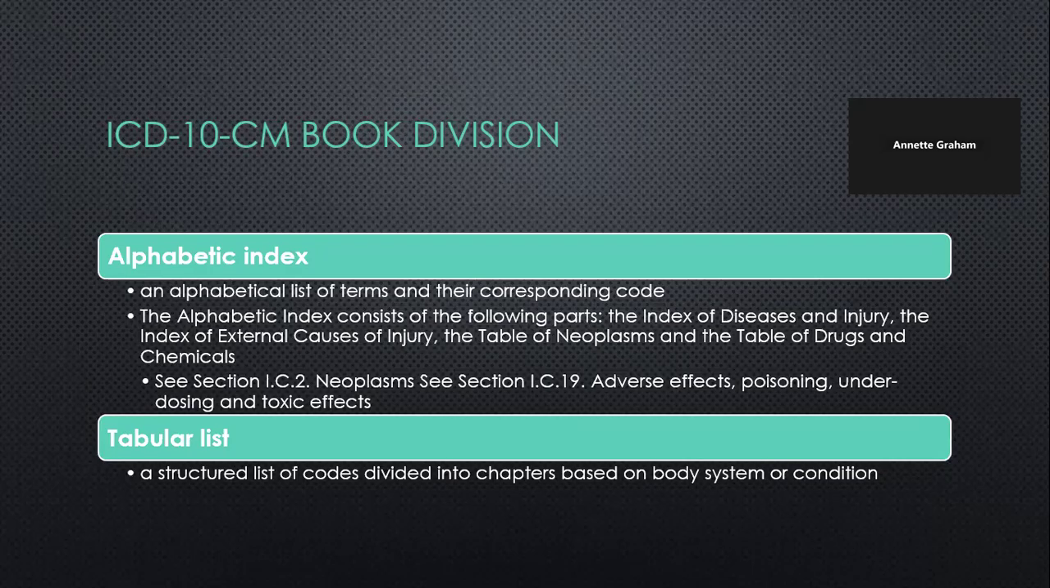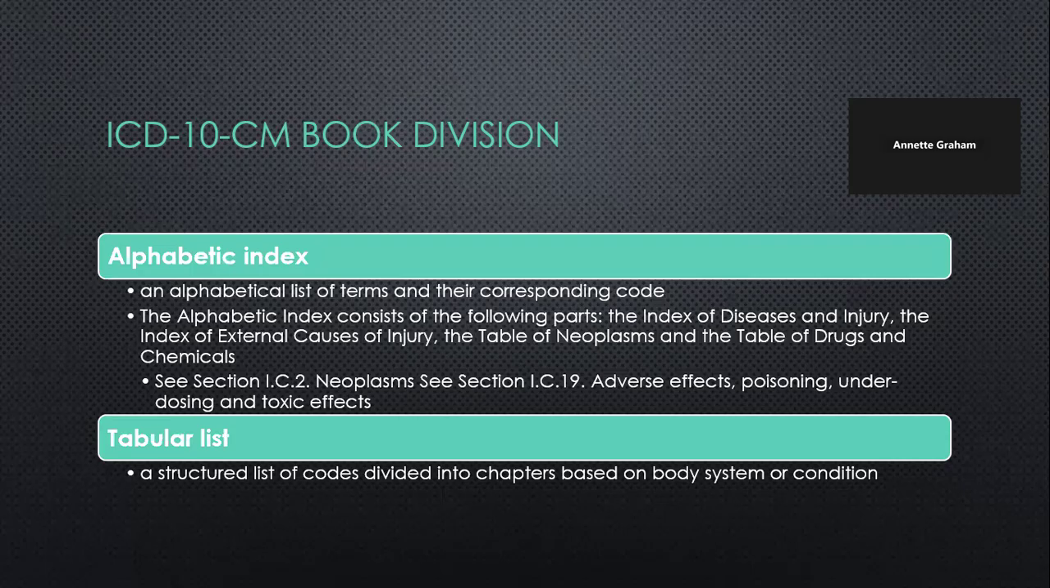ICD-10-CM book division. So we'll be talking about the alphabetic index. And as we all know, if you are a current coder, you know that we always want to look up our terms in the alphabetic index for the corresponding code before we move to the tabular list. You never want to start in the tabular list because you could be ultimately picking the incorrect code. We want to make sure we are dialing down within the alphabetic index before we move to the tabular list.